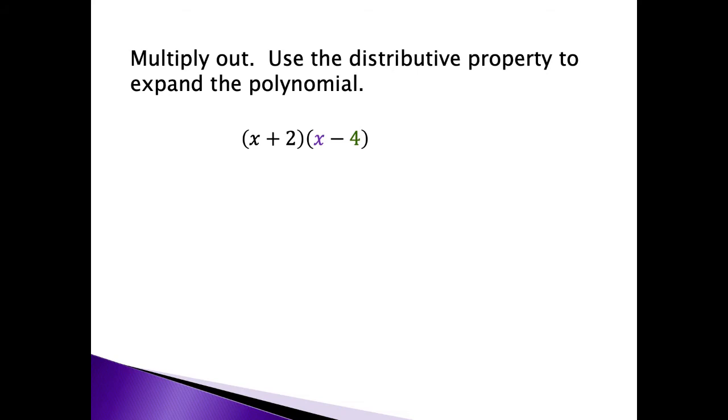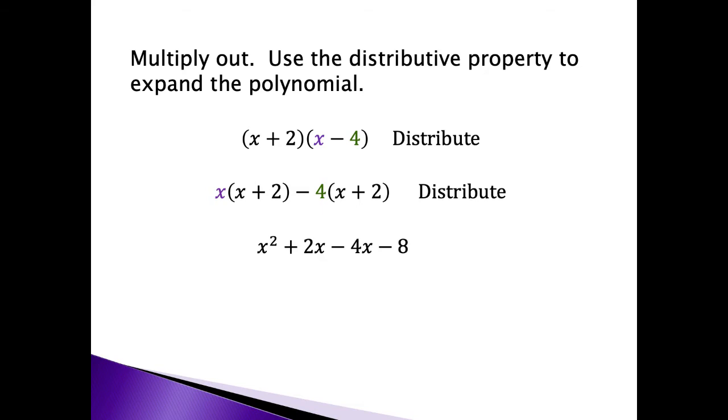So we're going to multiply x plus 2 by x minus 4, and we're going to distribute. So you're going to have x times x plus 2 minus 4 times x plus 2. Then you're going to distribute again. So you're going to get x squared plus 2x minus 4x minus 8. Now you're going to combine like terms, and you're left with x squared minus 2x minus 8.